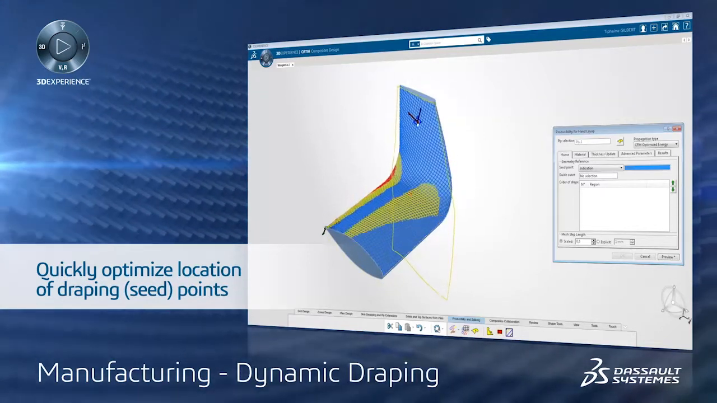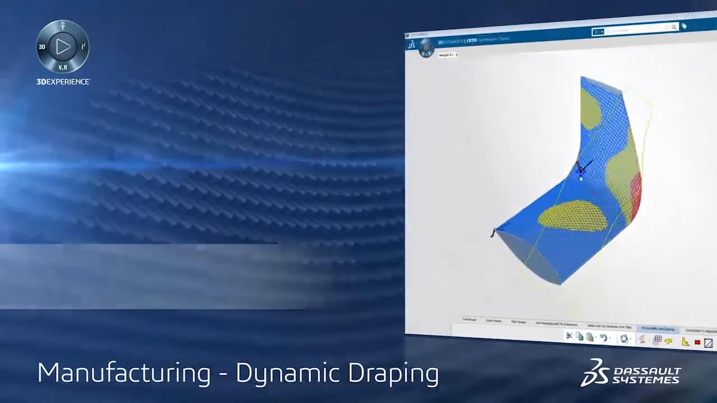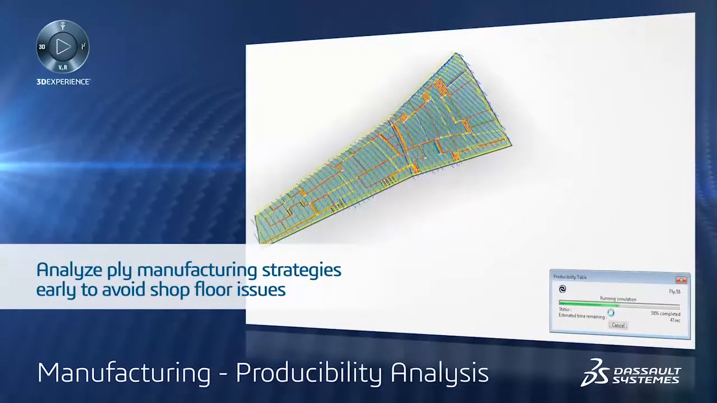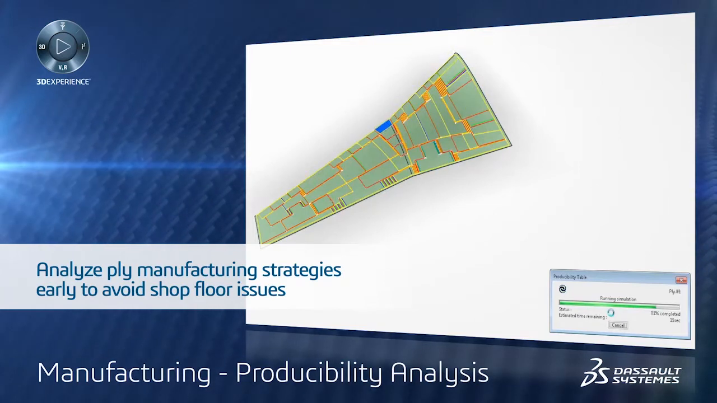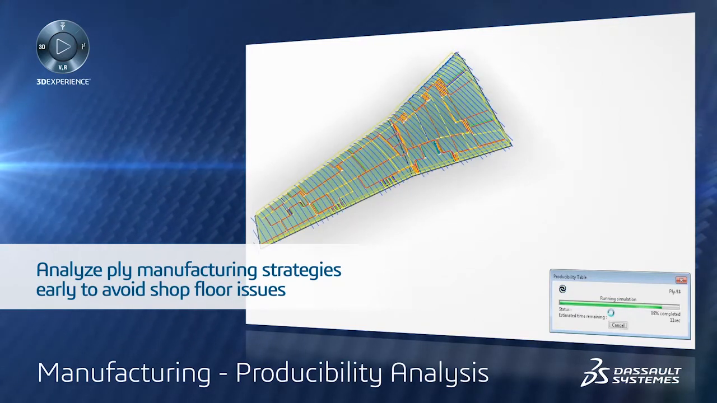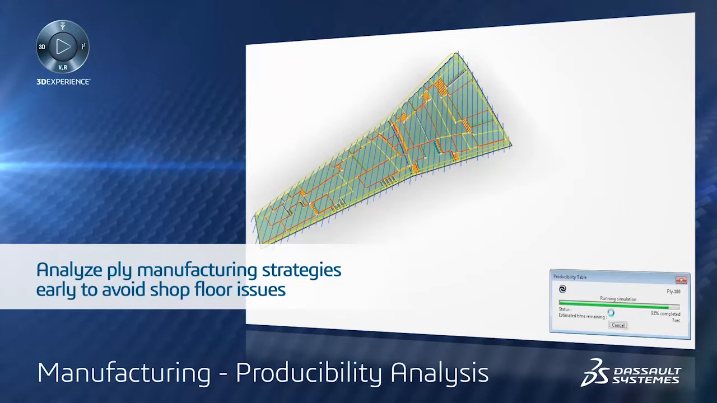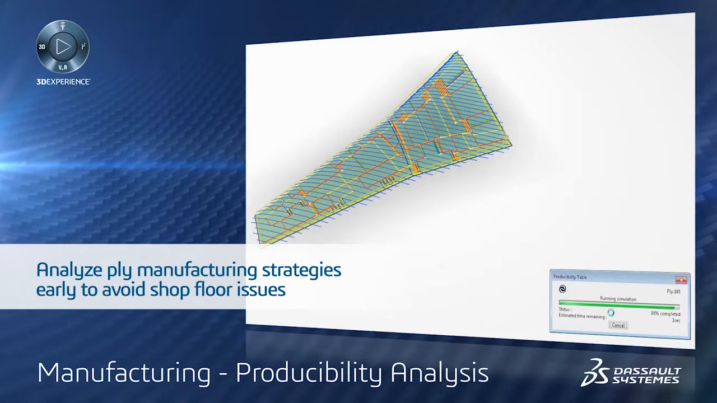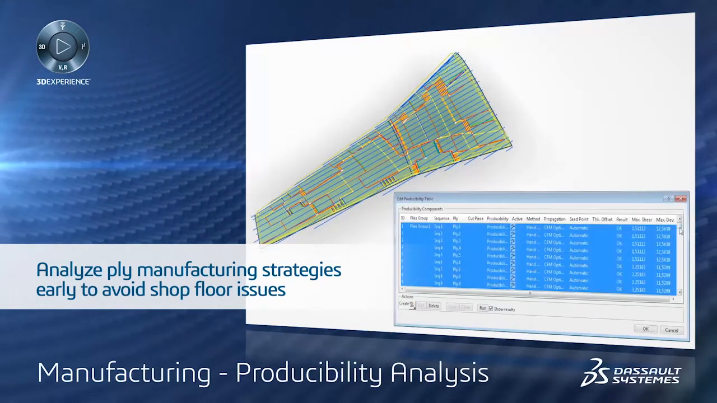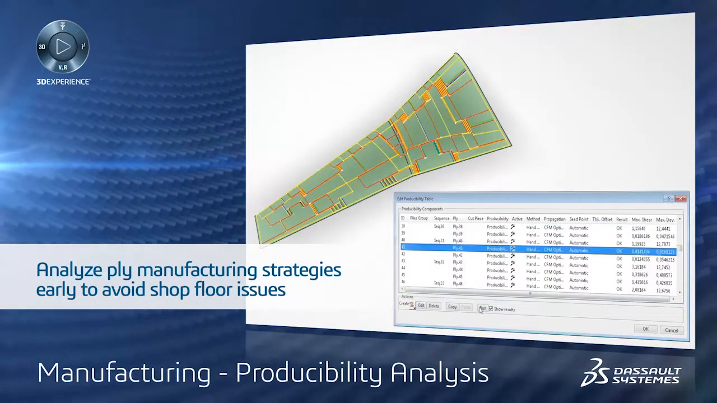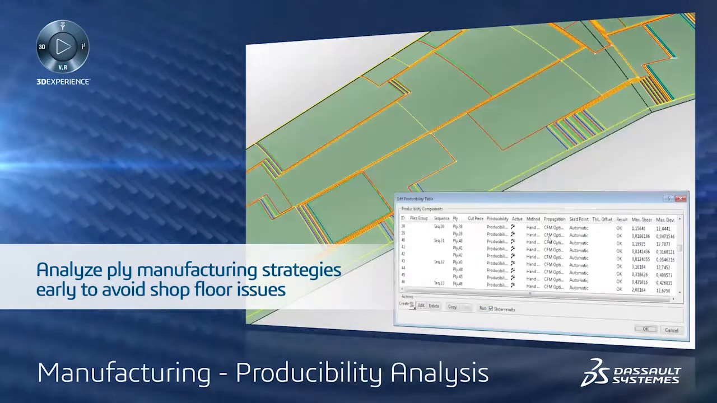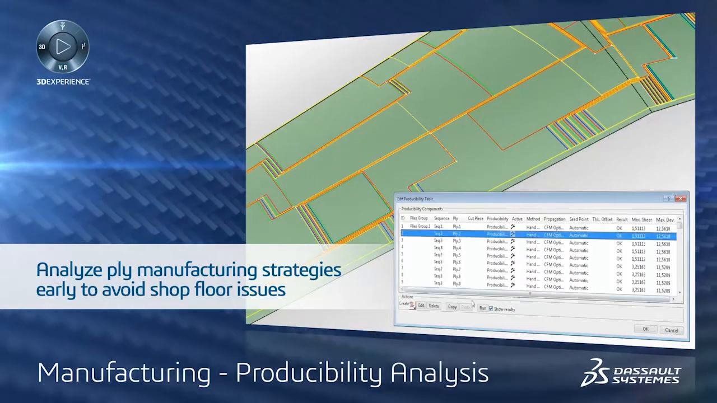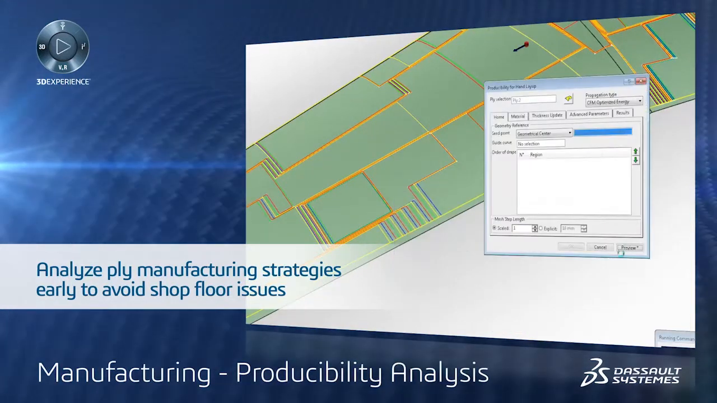Similarly, interactive producibility analysis capabilities simulate how the fibers of a ply group, or sequence, will behave depending on the actual manufacturing strategy used. The producibility table allows the efficient simulation of these production strategies and provides summary results to help identify potential manufacturing issues early in the design process.